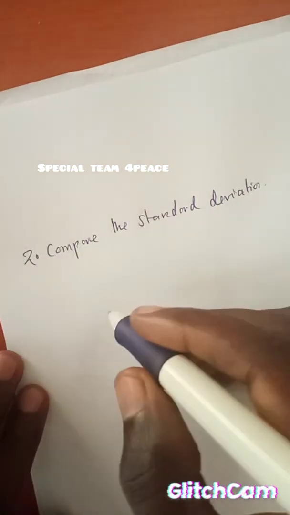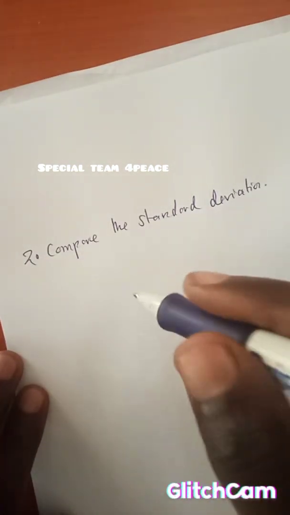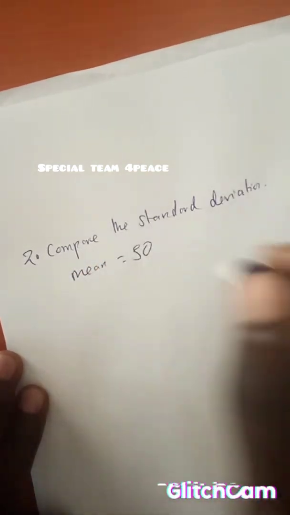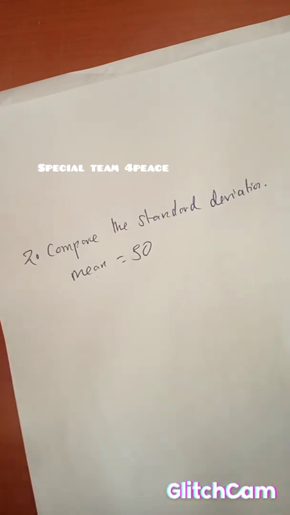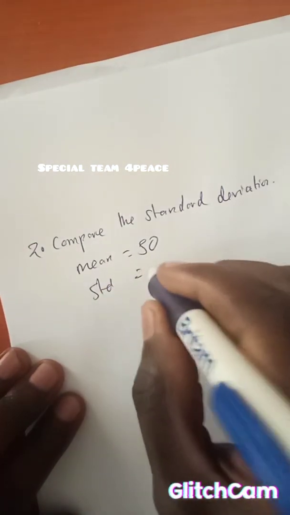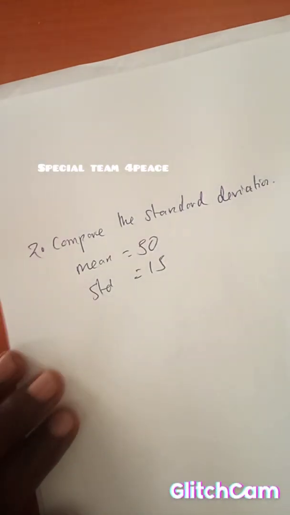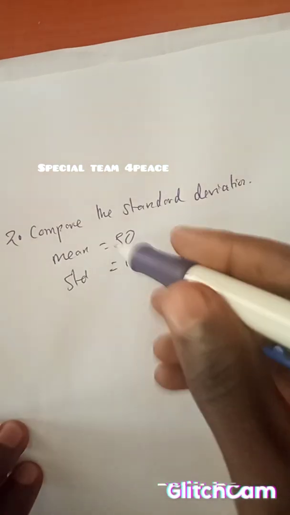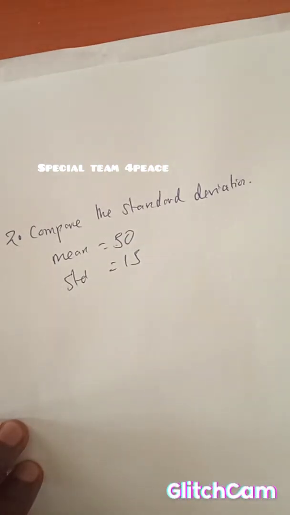Remember, each subject is expected to have a mean of 50. If the exam is out of 100 and the mean is 50, then with a standard deviation of 15, the highest student is supposed to score 65 and the lowest student is supposed to score 45. That is the expectation. But remember, this is normally not the case. So these are the expected standard deviation and expected mean.